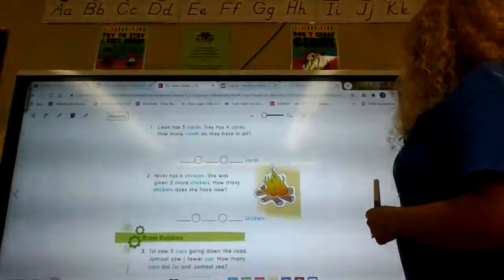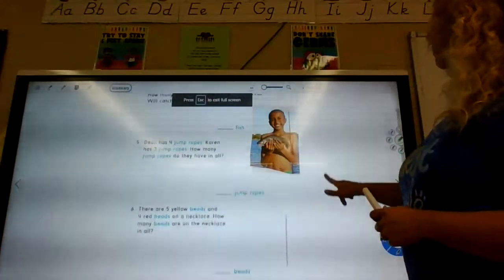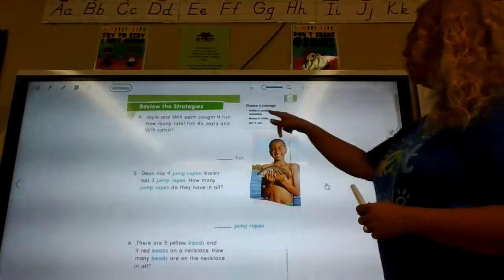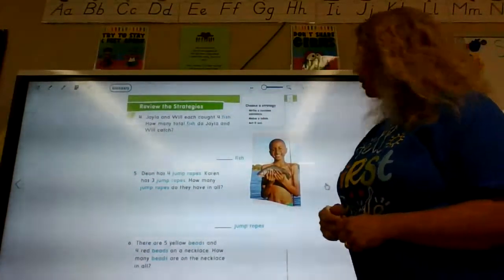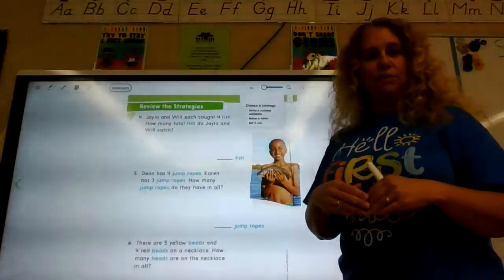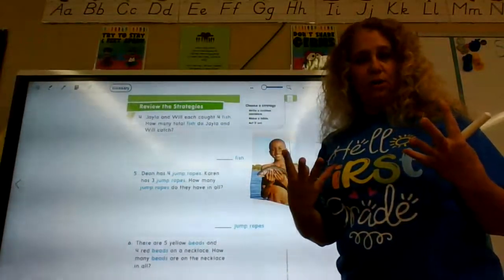So turn the page. All right. So now it says you can do a number sentence, or we can make a table, which we really haven't learned how to do that yet. Or we can act it out. And what they mean by act it out is you can use counters if you need to, or your fingers for now until we learn our strategies.